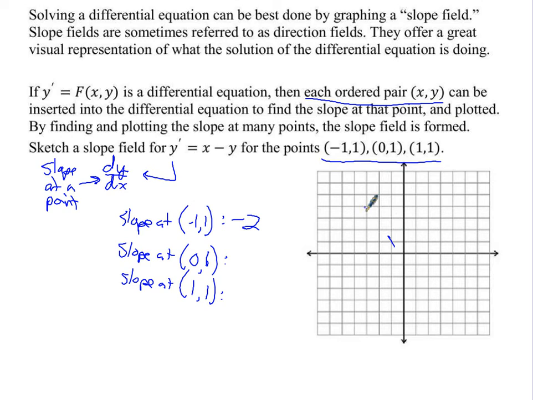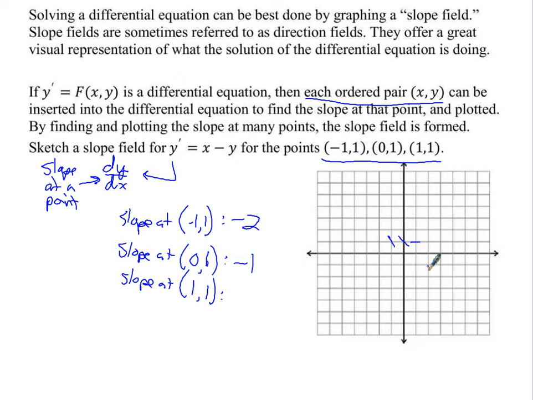Take 0, 1 and plug it in. Now I plug in 0 for x and 1 for y, so I get negative 1. So at 0, 1, which is right here, I have a slope of negative 1. So I'm going to try to follow this little path right here and then draw in my mark. And I'll write a negative 1 there. And then we have at 1, 1. 1 minus 1 is 0, and that's an easy one to draw in. There we go. So for those 3 ordered pairs, there's our slope field.